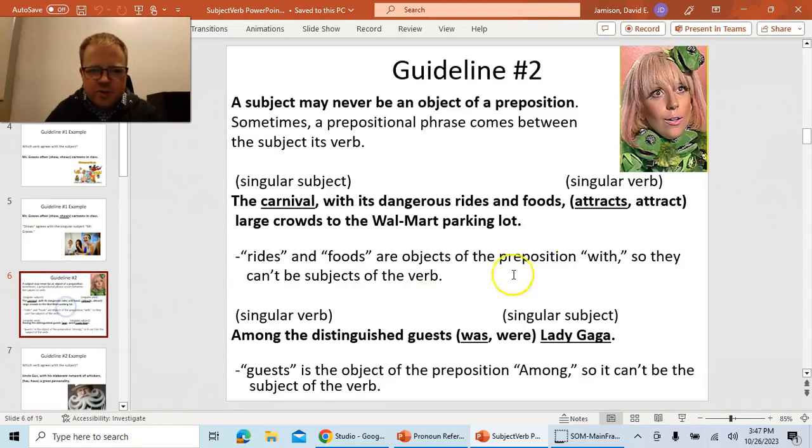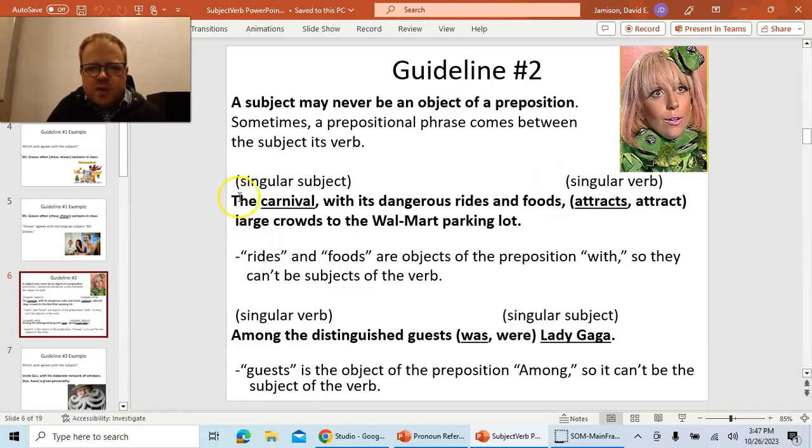So, now it starts to get tricky. Guideline number 2. A subject may never be an object of a preposition. Sometimes a prepositional phrase comes between a subject and a verb. When this happens, it can get confusing as to which noun the verb is attached to, but always keep in mind which one goes with which one.